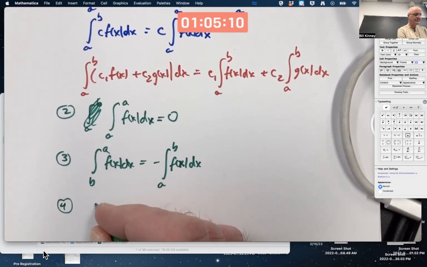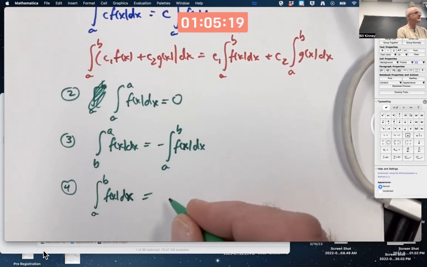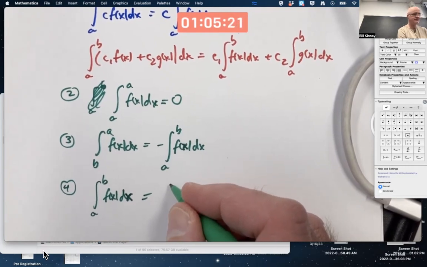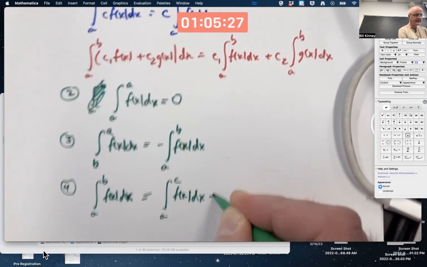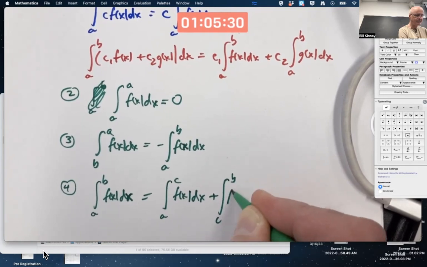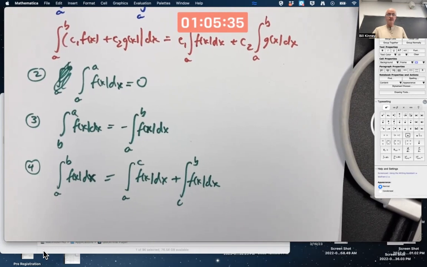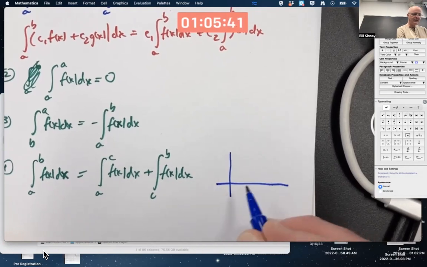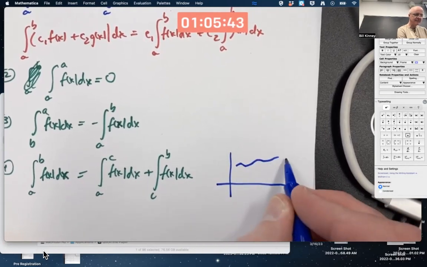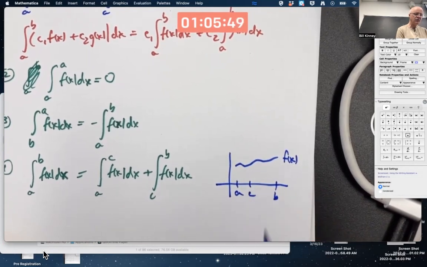Here's another important property. The integral from a to b of a function is often useful to break down into the sum of two other integrals over two different intervals. The integral from a to c plus the integral from c to b. This makes sense if you think about an example where the function is positive, a is here, b is here, and c is somewhere between a and b.